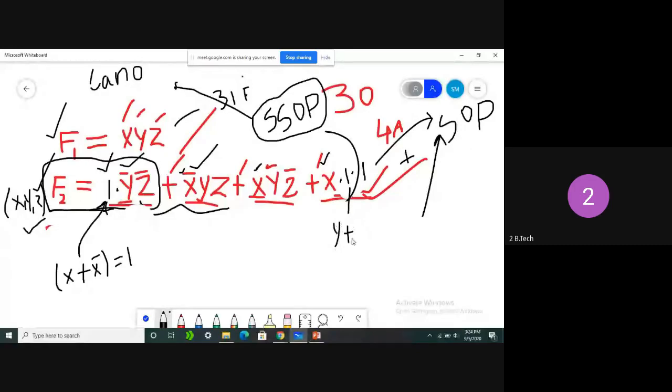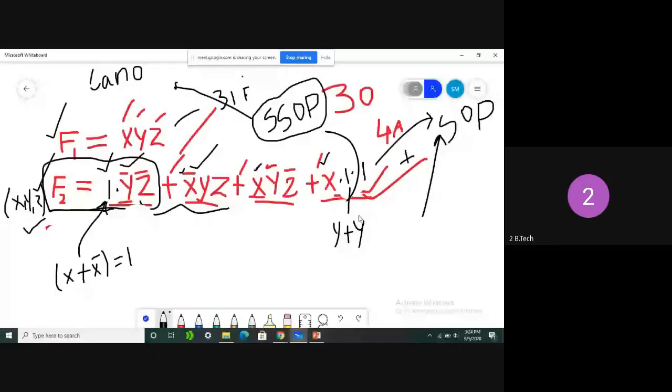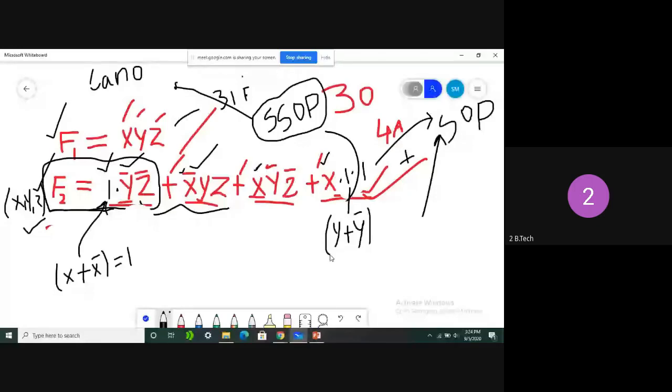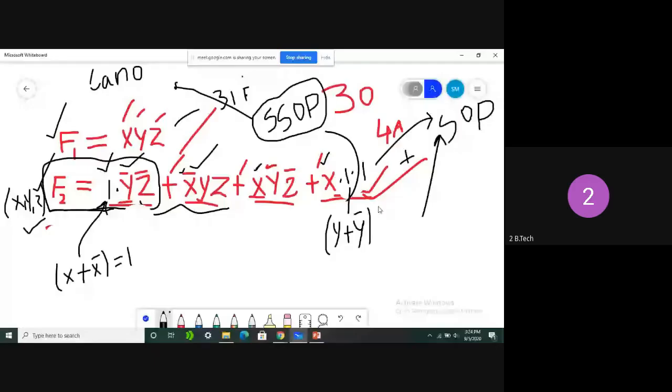That is for single one. But still we are missing Z. So in order to make it canonical form, in every product term, all 3 literals should be present, whether it is complemented or not complemented, that is secondary. But it should contain every literal. So that is the basic rule for canonical representation or standard SOP representation.